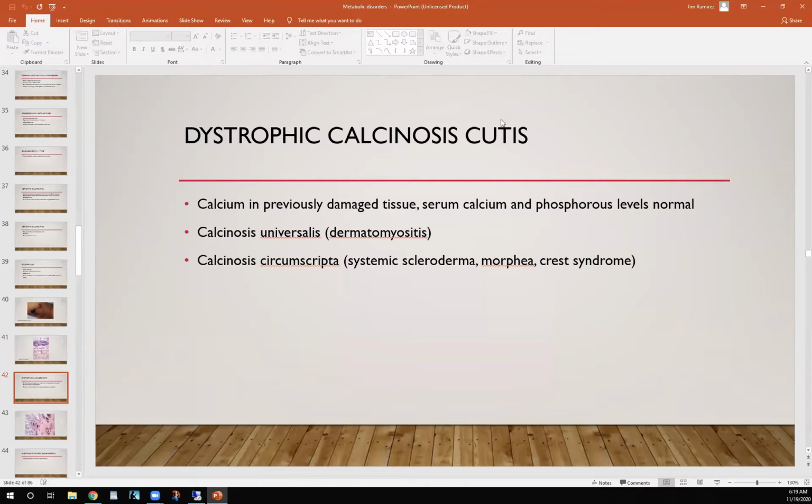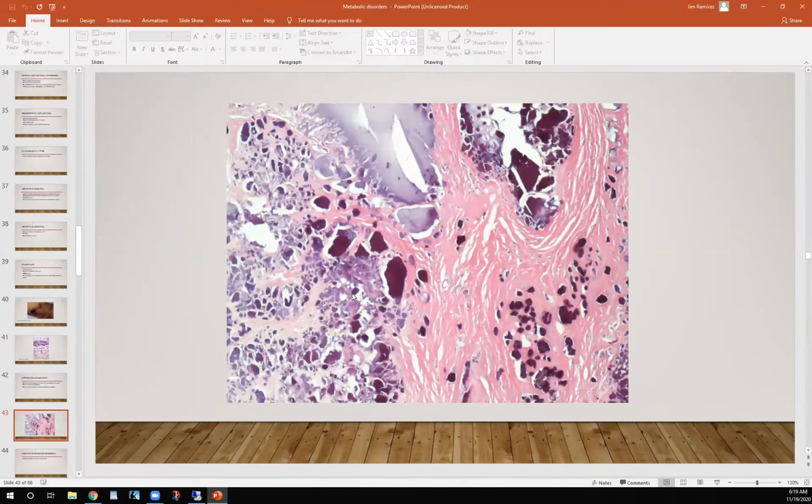So dystrophic calcinosis cutis is something we see every day. This is basically just calcium deposition in previously damaged tissue. The serum calcium and phosphorus levels are normal. A couple of important examples to be familiar with are calcinosis universalis, which you can see in dermatomyositis, or calcinosis circumscripta, which you can see in systemic scleroderma, morphea, or CREST syndrome.